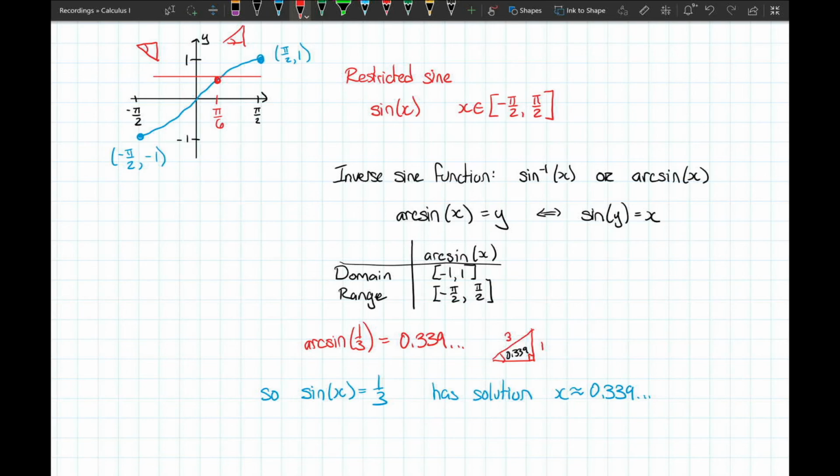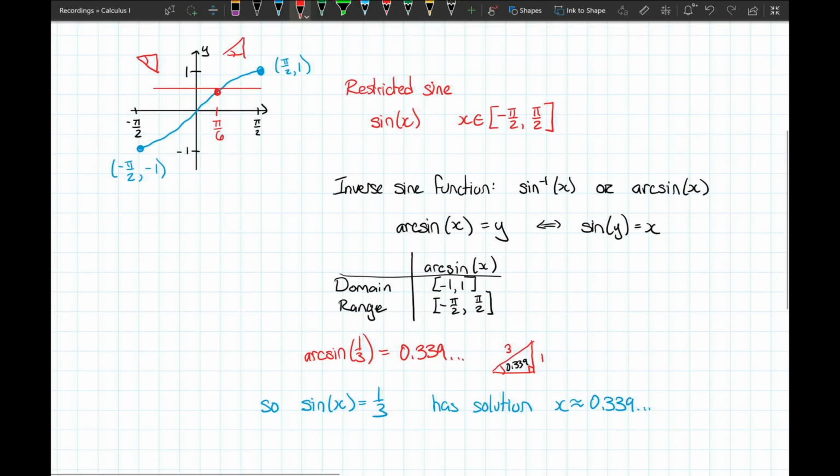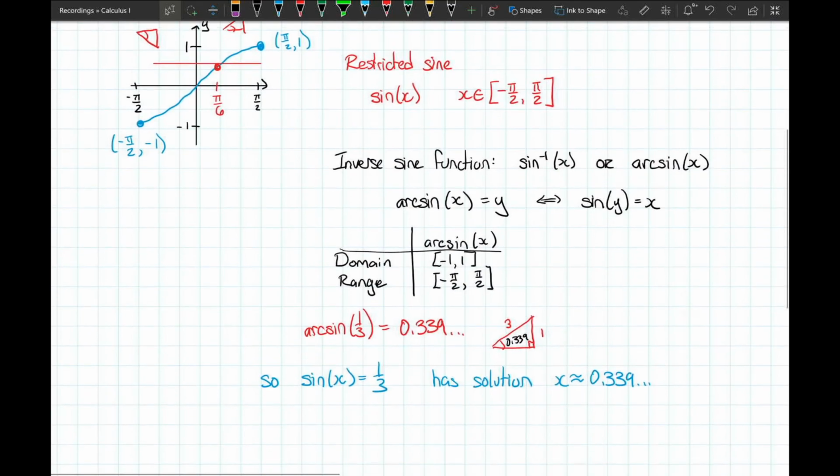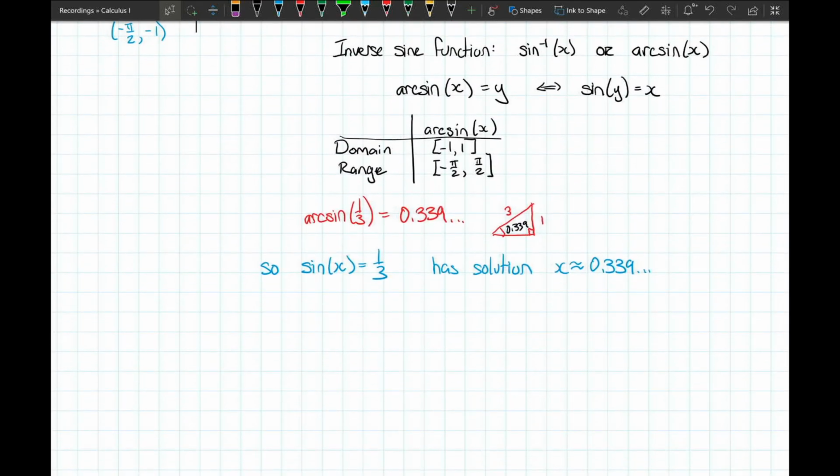There are many solutions. That's because this is an equation involving sine, not the restricted sine function. So going back up to our example of sine x equals 1/2, we saw pi/6 in quadrant 1, 5pi/6 in quadrant 2, and then every time we go around the circle, we get additional solutions. So this isn't the only one. It might be useful to draw some triangles in the corresponding quadrants where sine is positive.